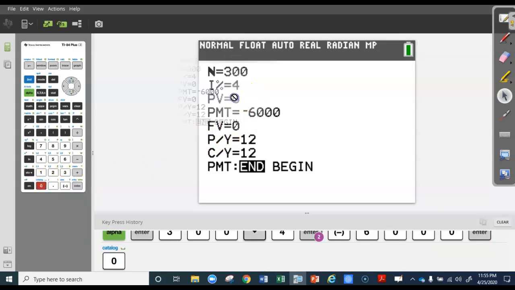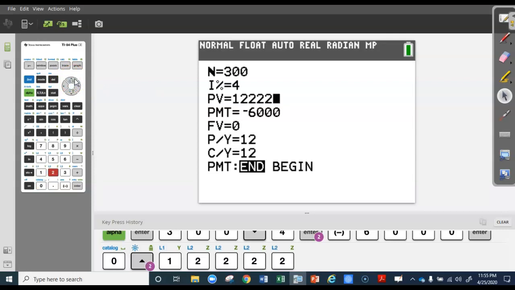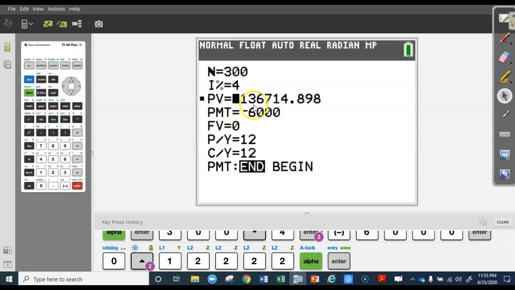Now this says 0, but we know it's not this 0. We could put any number up here if we wanted. You could put in 1,000 if you wanted, or whatever number you want, because we're going to highlight that, and we're going to now hit alpha solve, and it'll change it to the proper number, which is, look at that, $1,136,714.90. So you need over $1.1 million. That would be your answer right there.